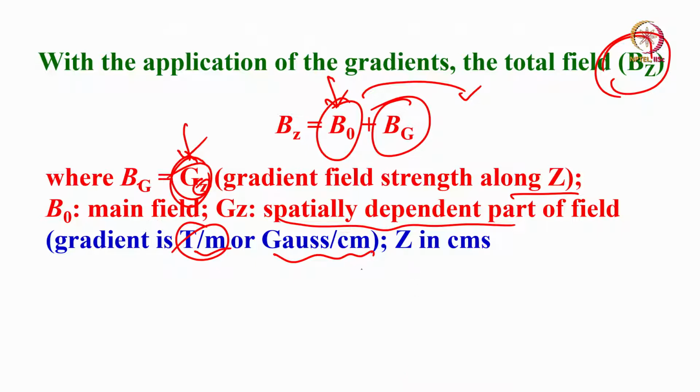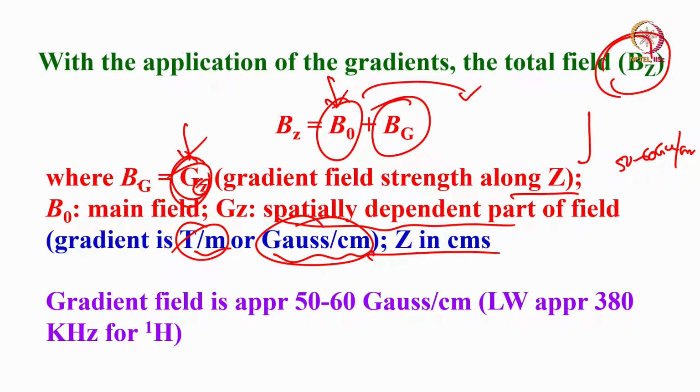Or in other words, if you take the Z in centimeters, we can say over approximately 50 Gauss per centimeter, 50 to 60 is the strength of the gradient field that we are applying. So the gradient field is reasonably quite large. It may not be as large as B naught, but it is large enough to create complete broadening of the signal and completely make sure that no signal will be detected when the slice separation becomes very small.